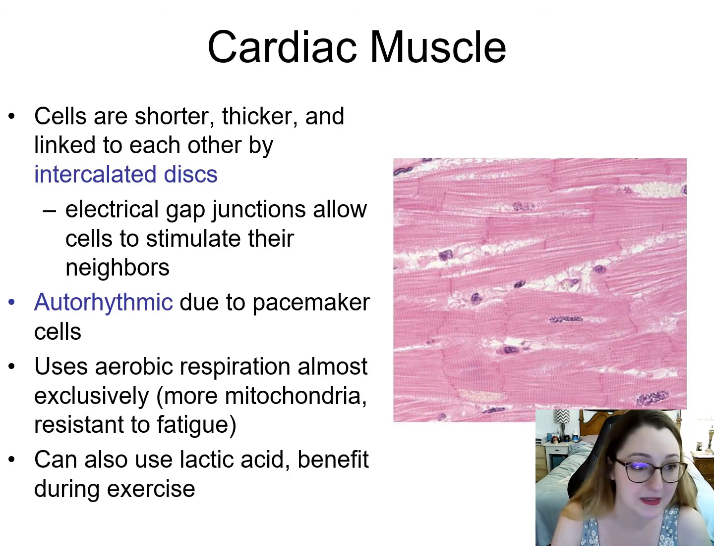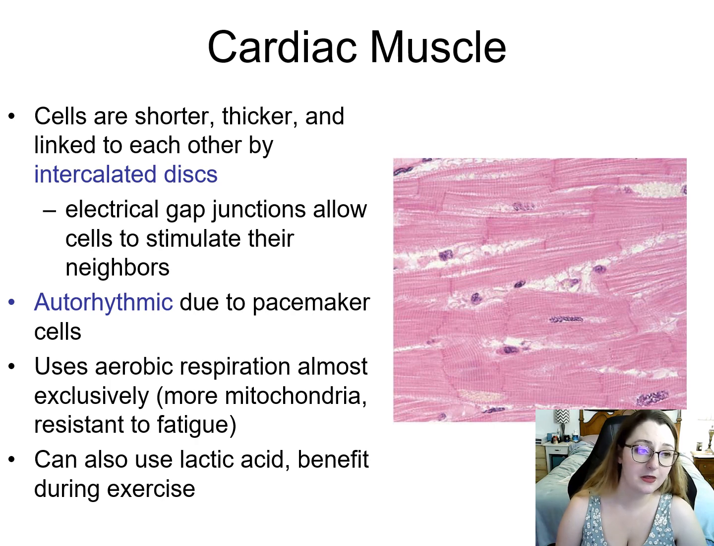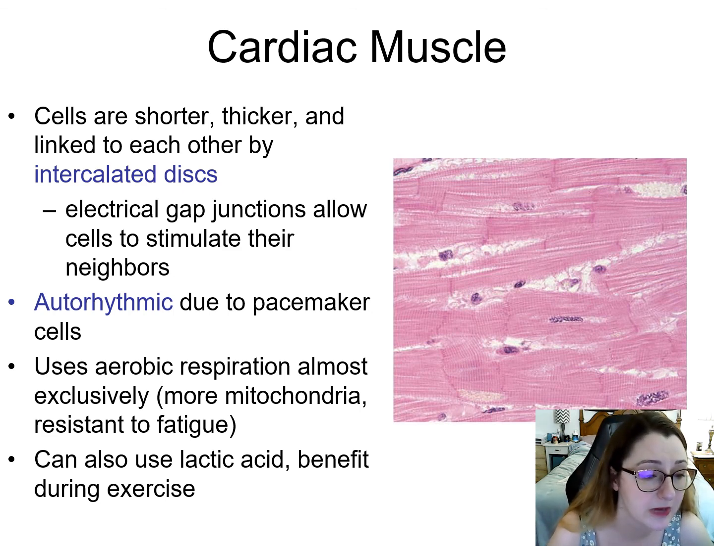And here we are, last but not least, cardiac muscle tissue. The cells are going to be shorter, thicker, and linked to each other by intercalated discs. Do know that this is where we are going to have electrical gap junctions that allow cells to stimulate their neighbors. We do have a term called autorhythmic, which is going to be from our pacemaker cells located within the cardiac muscle tissue. And as the name implies, a pacemaker cell is going to cause those contractions that cause your heart to beat. We'll talk about that more when we talk about the heart later on in the semester.